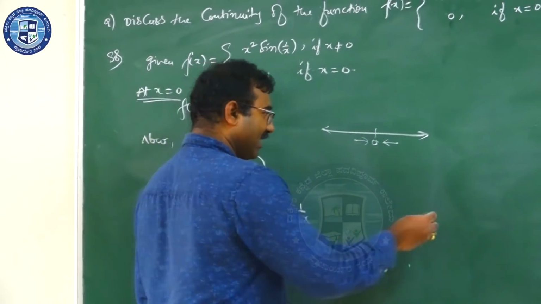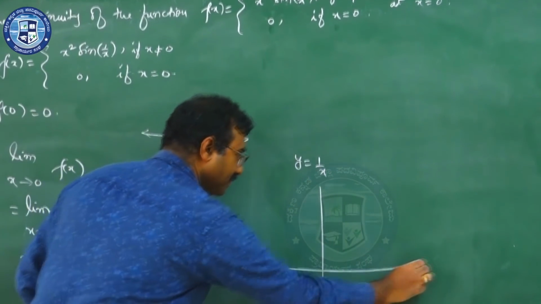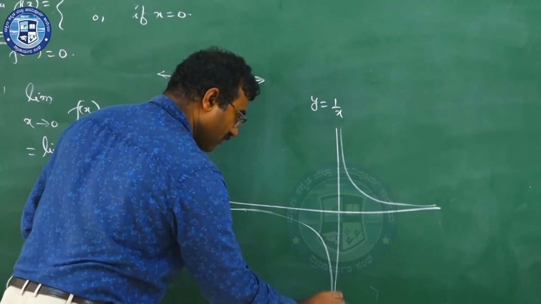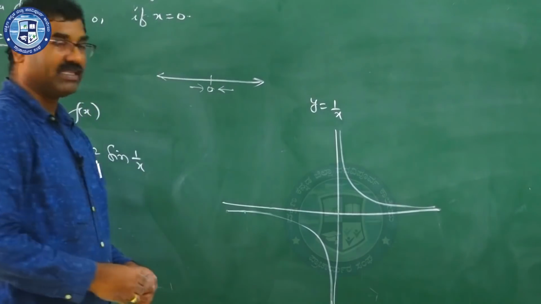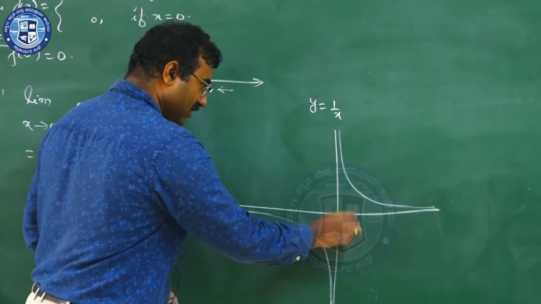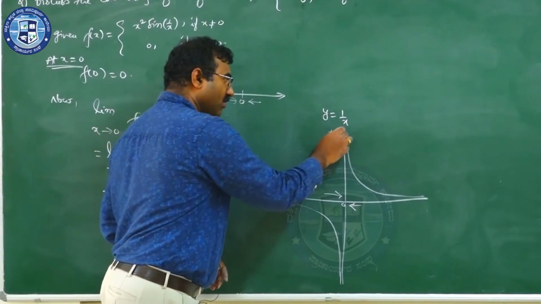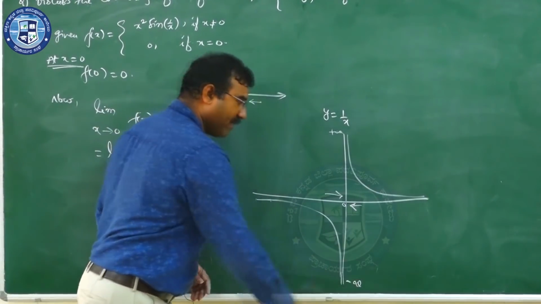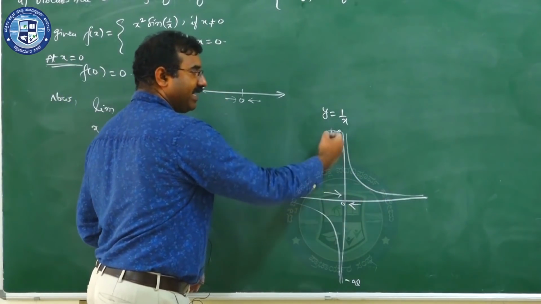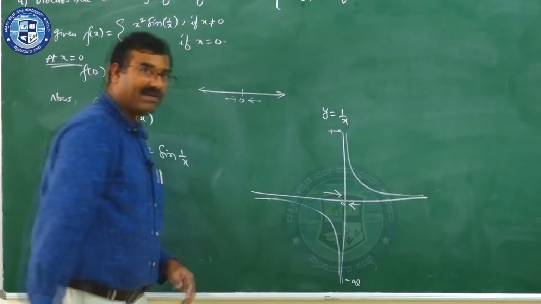Okay. So you all know the graph of y is equal to 1 by x. It will be like this. That means when x is coming close to 0, what happens? The 1 by x value either goes to plus infinity or it goes to minus infinity. When x is coming close to 0 from the right side it goes to plus infinity. When x is coming close to 0 from the left, the y value goes to minus infinity.